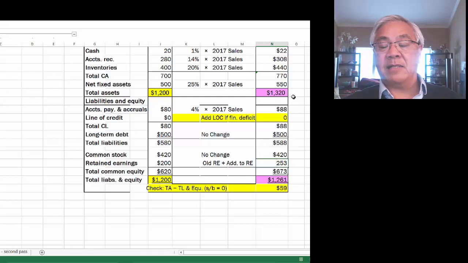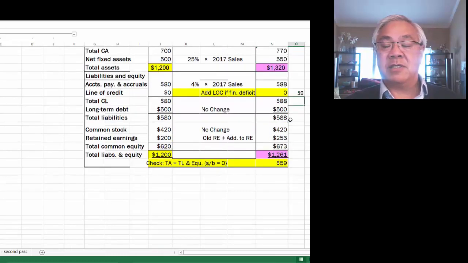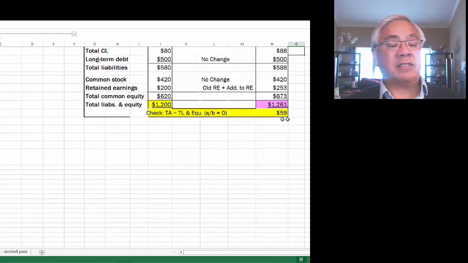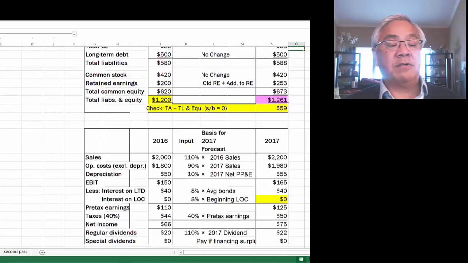Our balance sheet does not balance. Notice that this number, 1320, does not equal this number, 1261. So what do we do? We're short 59. Guess what? We're going to put the 59 over here, right? We're going to borrow the money. We'll just stay put for a moment. That's just a little preview. Next, we'll do the income statement.